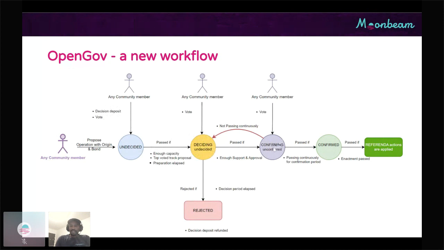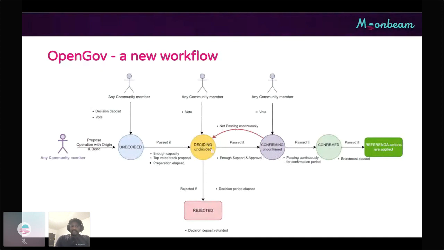And it needs to stay there for at least the confirmation period. So if we specify the confirmation period to be 3 hours, then it has to have enough support and approval continuously for those 3 hours in order to get confirmed. But if at any point during this 3-hour window there is not enough support or approval, meaning someone votes no against it, then it will go back to the deciding state and stay there.